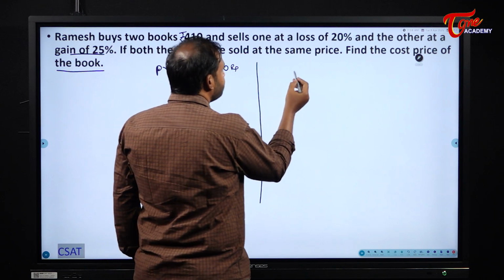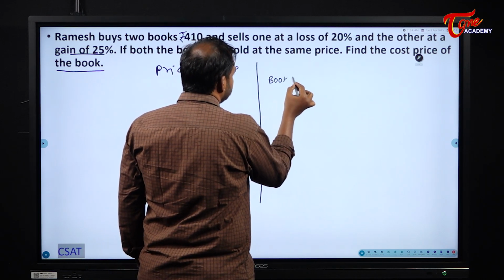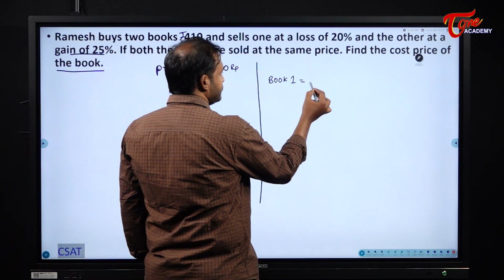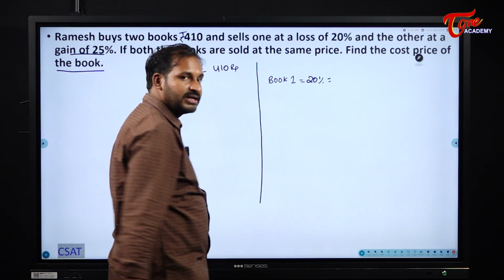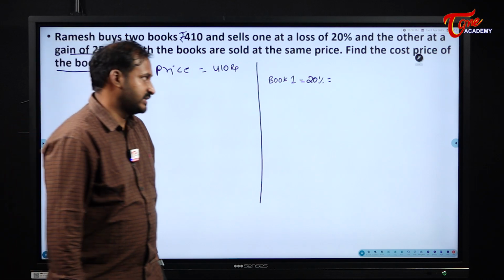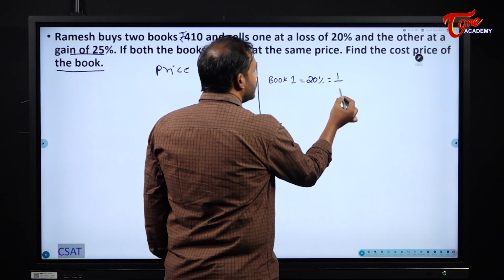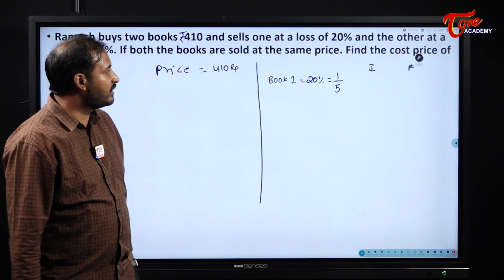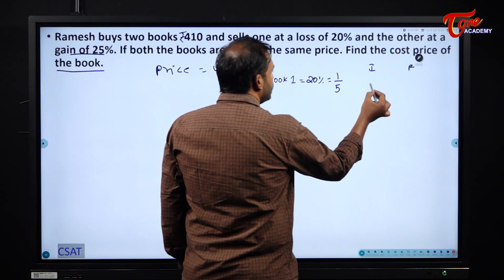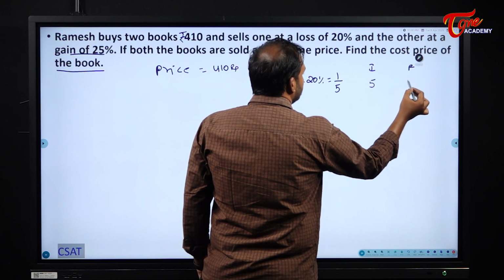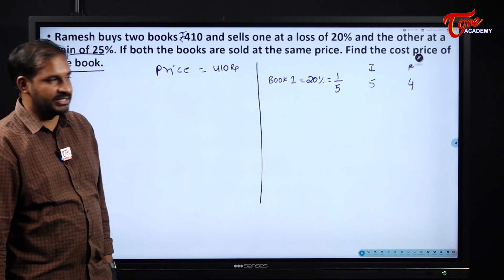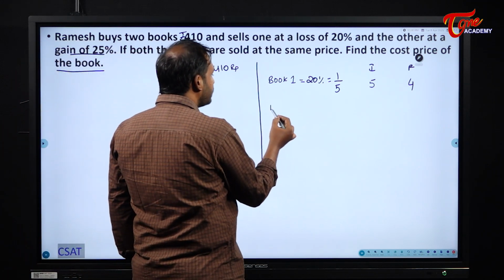Please see here. Book 1. He is selling at a loss of 20%. 20% becomes 1 by 5. So initial and final. What is the initial value I will have here? 5. And what is the final value I will have here? 4. Why? Because loss means decreased.